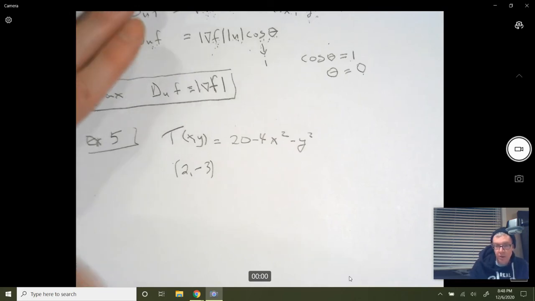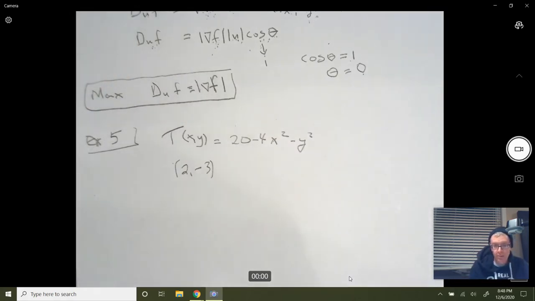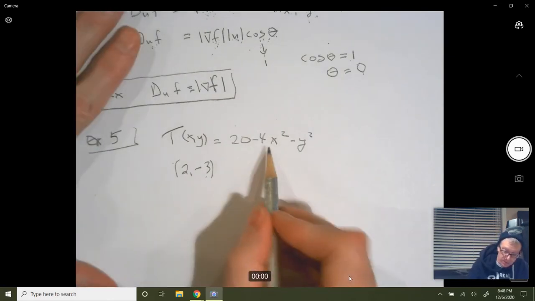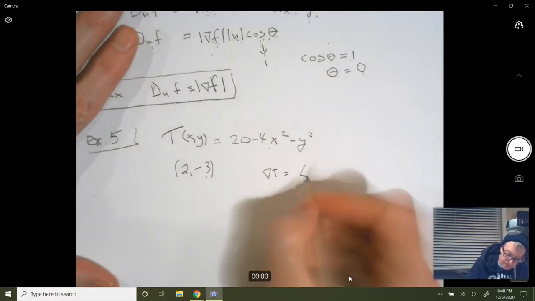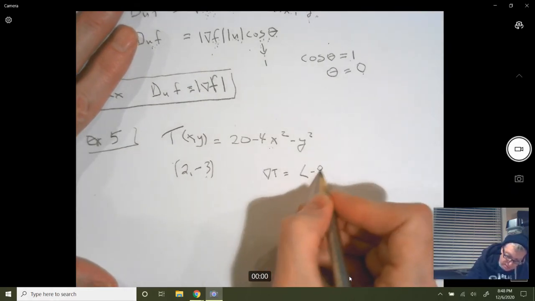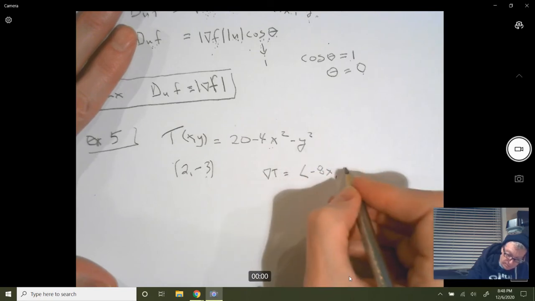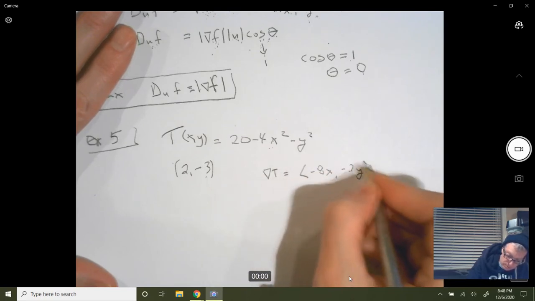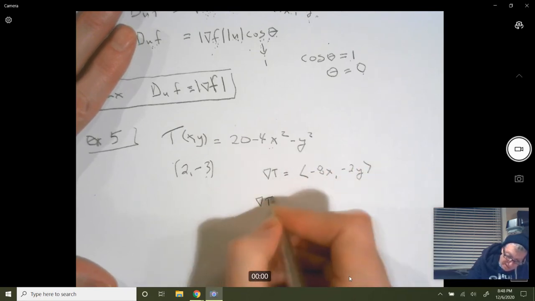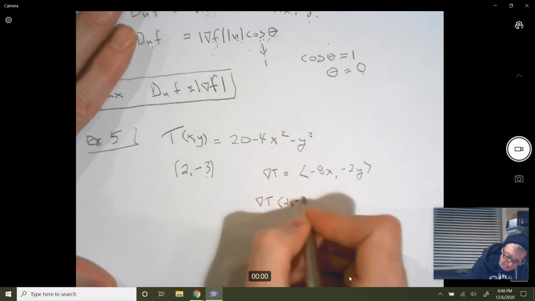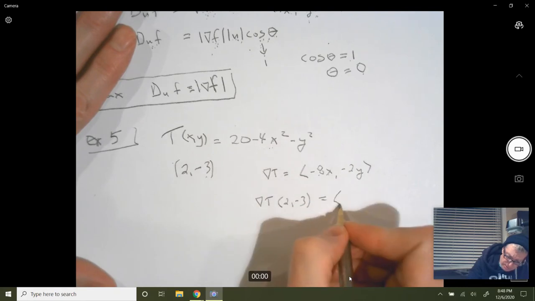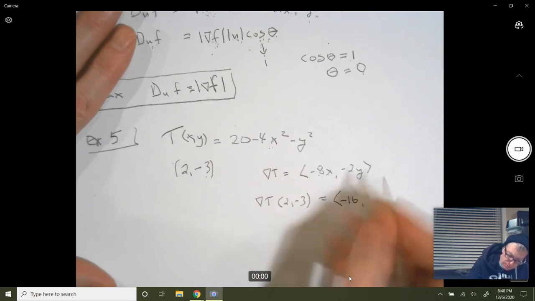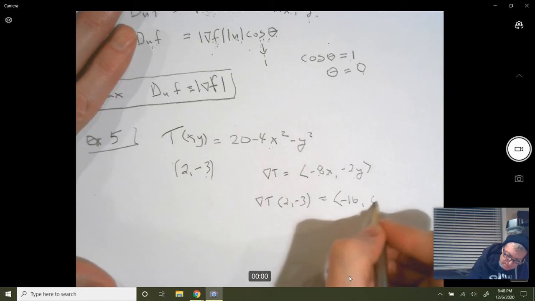Well, we know the temperature is going to increase most rapidly when we're traveling in the direction of the gradient. So we have to find the gradient of this function. The gradient of T is going to be equal to the x derivative, negative 8x, and the y derivative, negative 2y. So the gradient at the point (2, -3) is negative 8 times 2, negative 16, and negative 2 times negative 3, so positive 6.